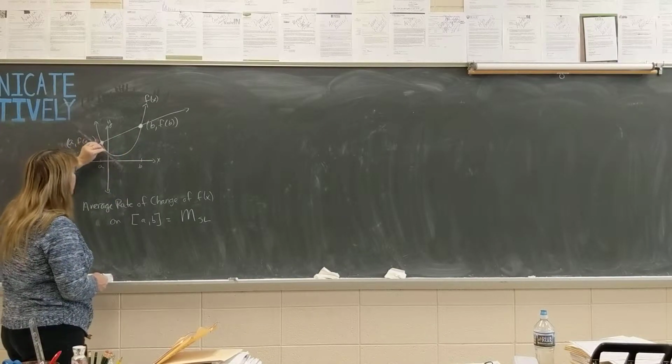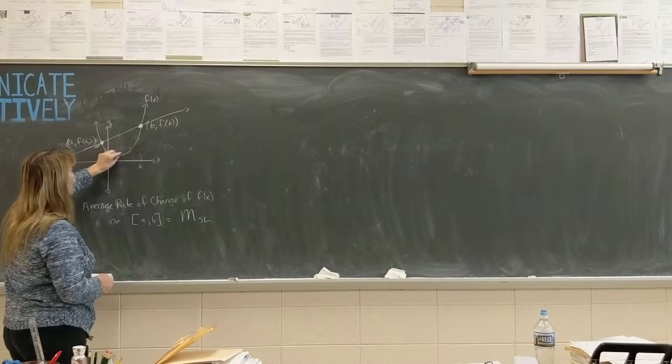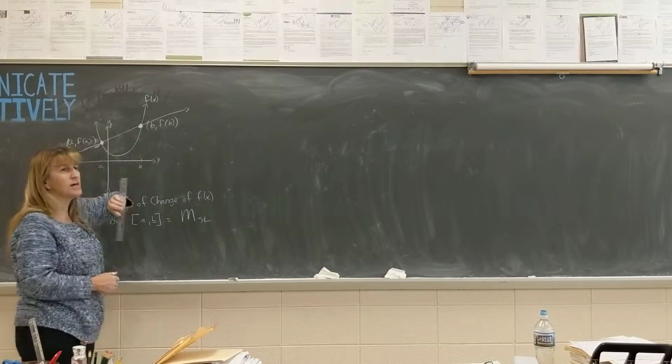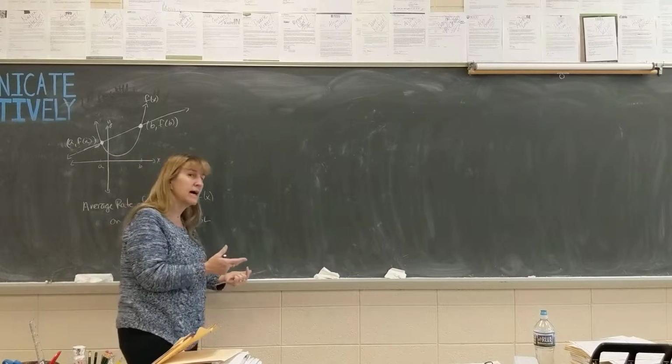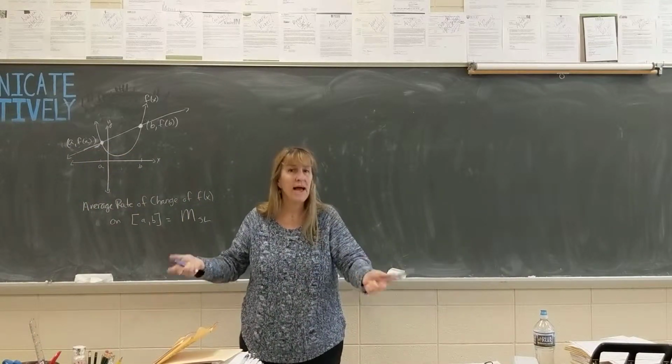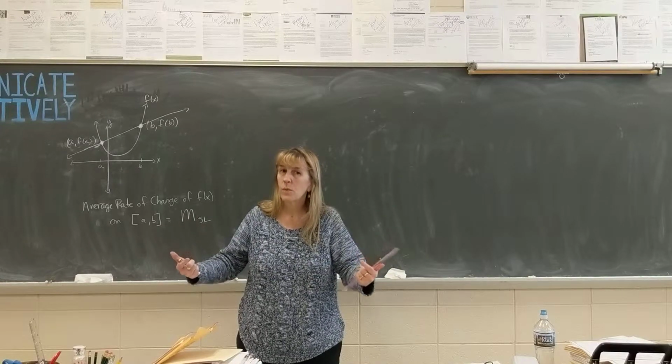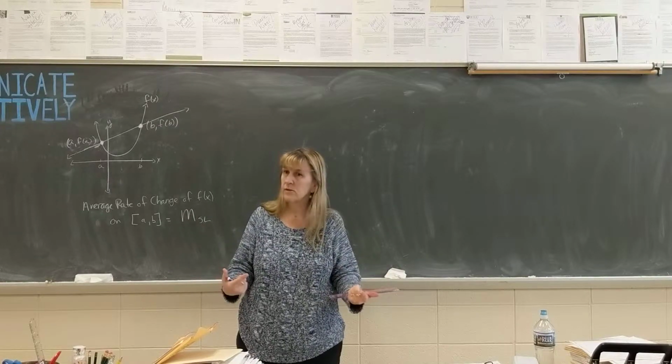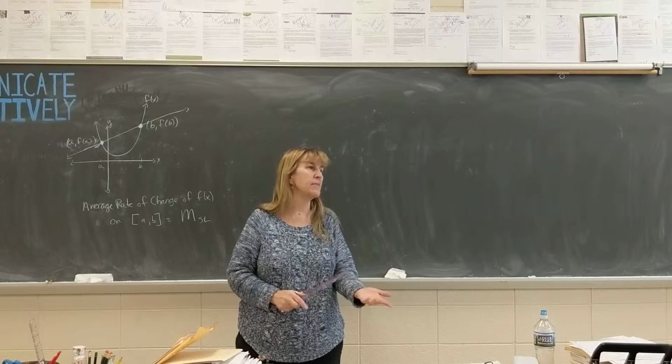So if I could take every single slope of the tangent line all the way around my curve, and I could average them all up by adding them all up and dividing by how many I have, I would have my average slope, or my average rate of change. The thing is, I can't add them all up and divide by however many I have.